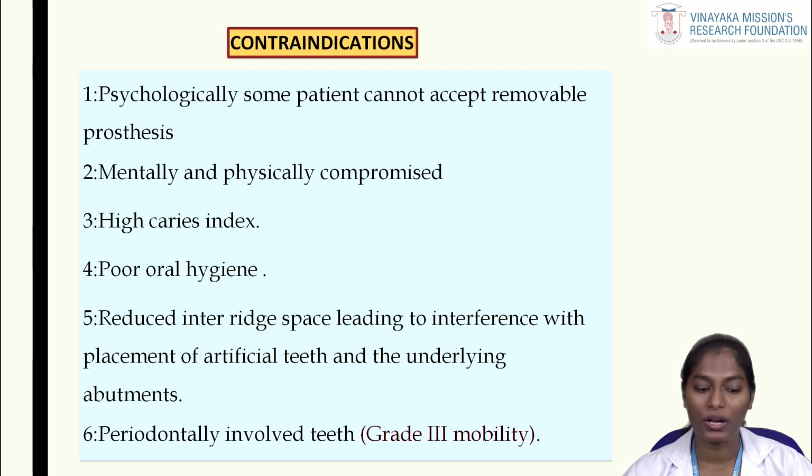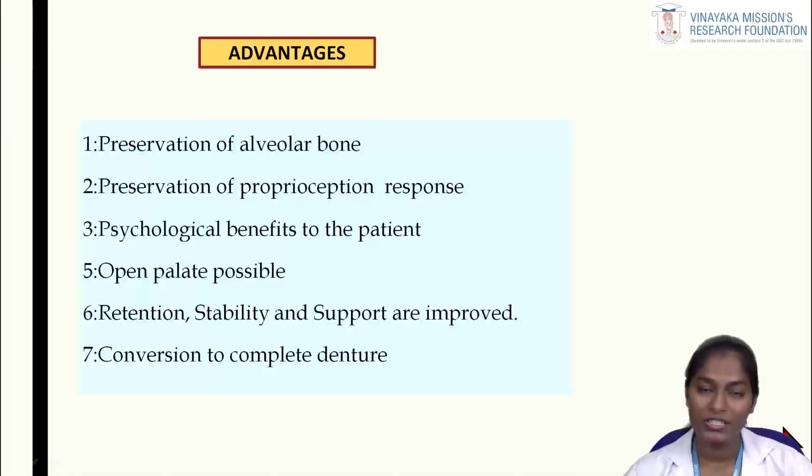Patients with poor oral hygiene, and also when there is reduced interarch space, since we are going to keep teeth over teeth, there should be sufficient interarch space for the occlusal surfaces, and also periodontally involved teeth. For example, if grade 2 or grade 3 mobility is there in the natural teeth, we should not select such teeth for overdenture. There are advantages and disadvantages also for the therapy.